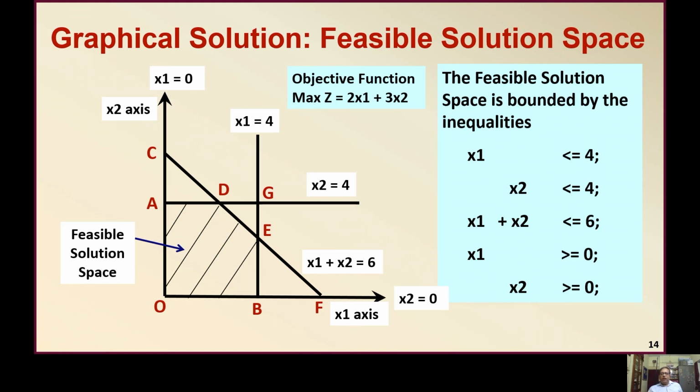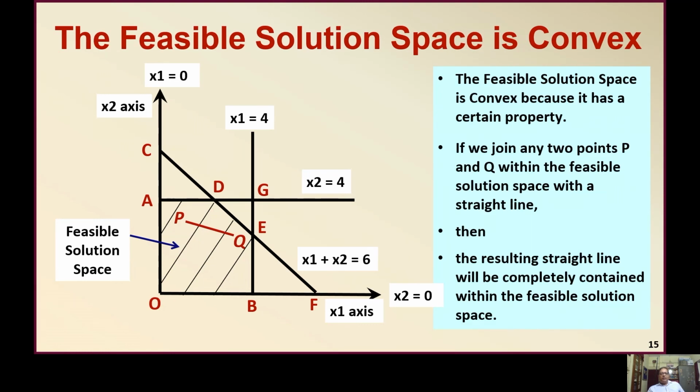Now, out of those corner point solutions, some of them are feasible, not all of them are feasible, and those which are feasible, that actually satisfy all the constraints, form a solution space that is called a feasible solution space. The feasible solution space is convex. Convexity is known by this: if we take 2 points P and Q within the solution space and join them by a straight line, the straight line should be entirely within the solution space. That is what is known as the convex solution space.